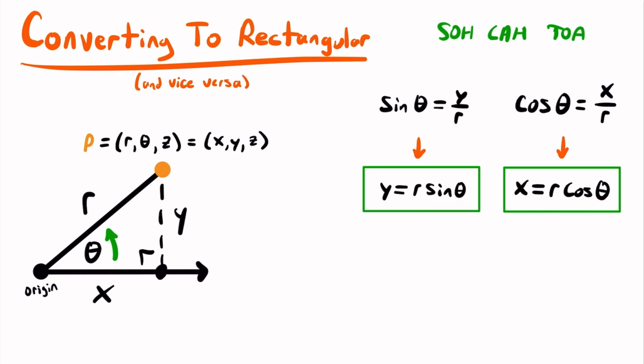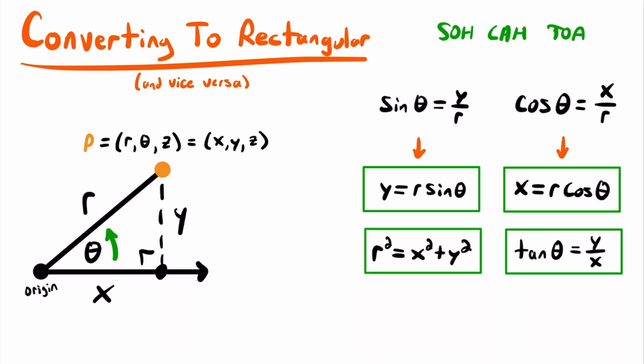And then using tangent, we know that tangent of the angle is equal to the opposite side divided by the adjacent side, so y divided by x, which is how we get this formula: tangent of theta is equal to y divided by x. And then using the Pythagorean theorem, we know that the hypotenuse squared is equal to the sum of the other two sides squared. So that's how we get r squared equals x squared plus y squared. Okay, and then finally, this is not really a conversion formula. This is just simply a fact. The z-coordinate is equal to the z-coordinate. That's probably not going to be too hard for you to remember, but I did include it here anyway.